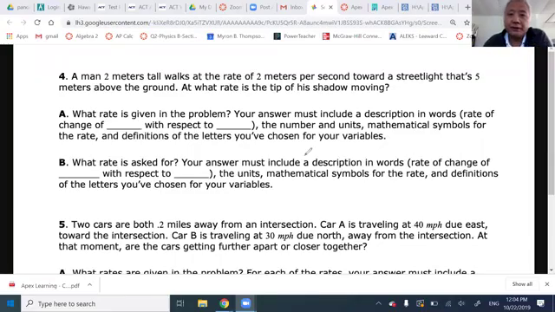Okay, look at the number 4 first. A man 2 meters tall walks at the rate of 2 meters per second towards a straight light that's 5 meters above the ground. At what rate is the tip of his shadow moving, right? And just be careful here.